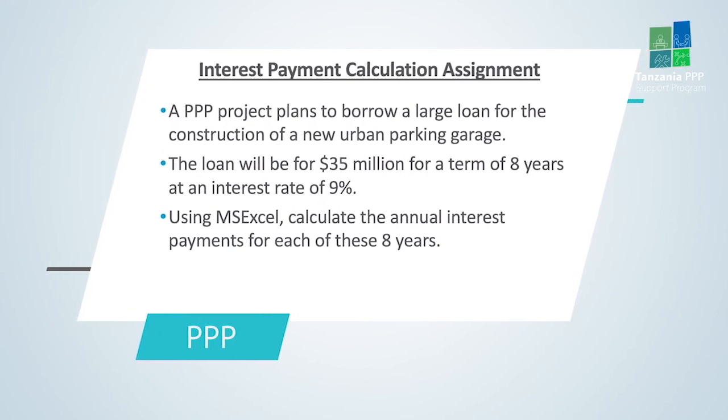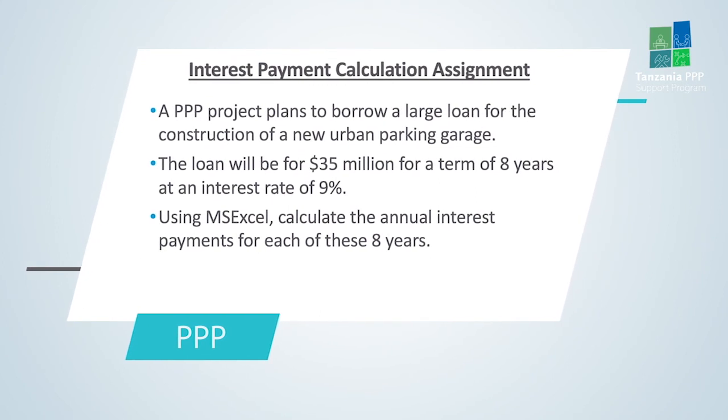So here's your assignment. A PPP project plans to borrow a large loan to construct a new urban parking garage. The loan will be for $35 million, for a term of 8 years at an interest rate of 9%. Calculate each of the annual interest payments for all 8 years.